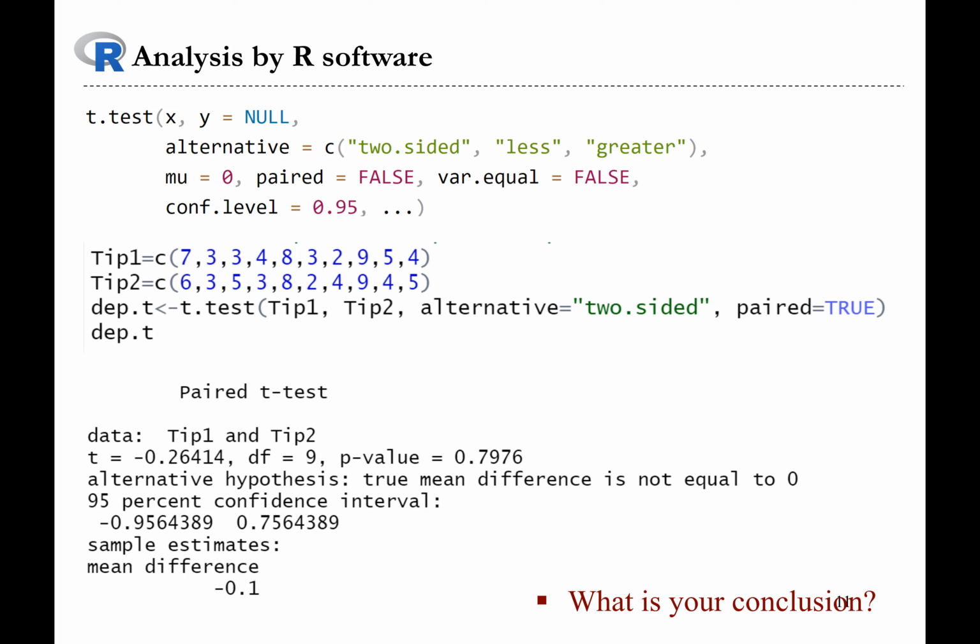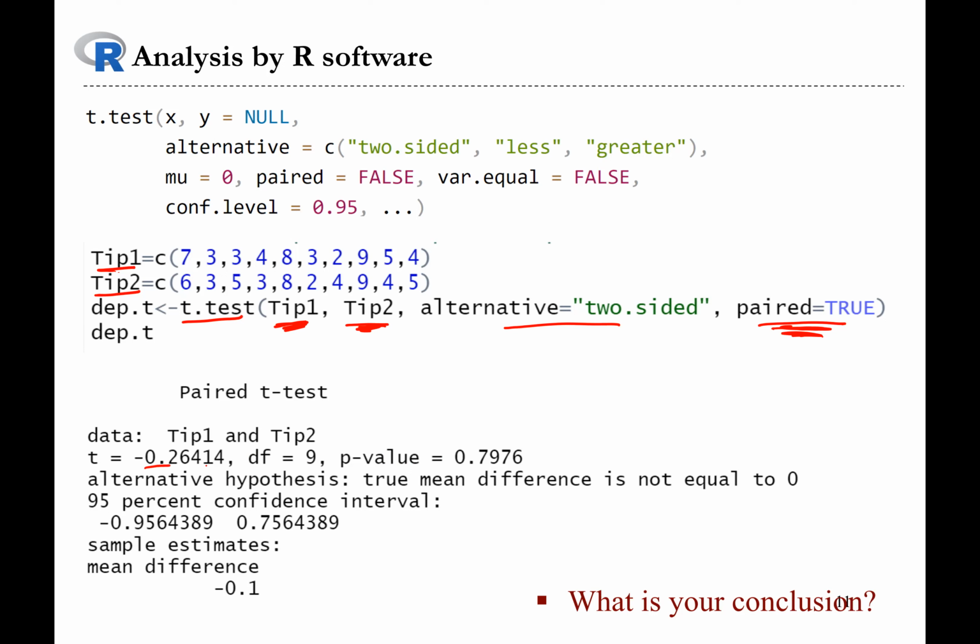So let's do our test for our data. Tip 1 data, tip 2 data. Use t.test, give the first group of data, second group of data. Let's use alternative two-sided. I know it is the default, but let's write it down. The new one is paired equal true. The data is dependent data. So our function will calculate tip 1 minus tip 2, calculate the d, then d squared, then d bar, calculate SD, and so on.